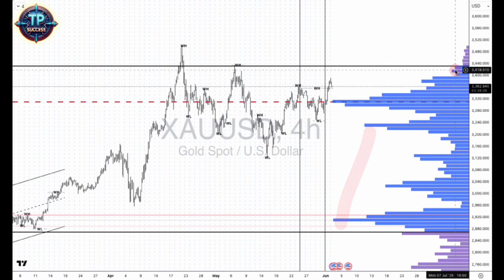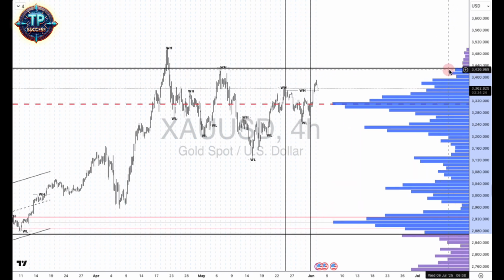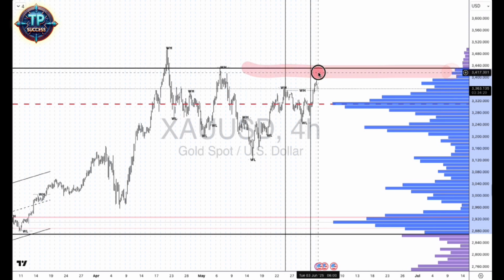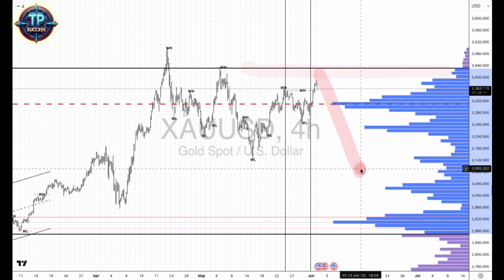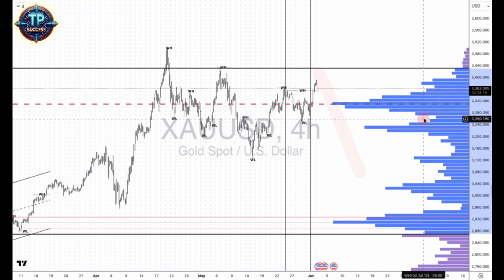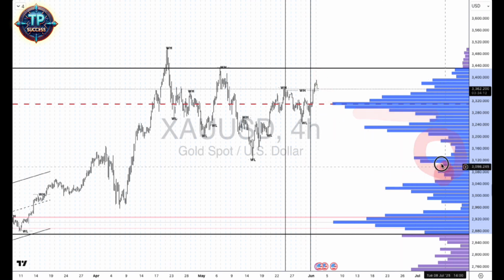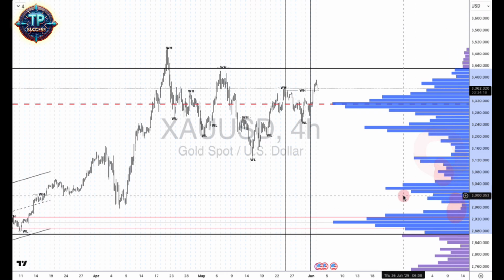And this area is where we have a low value node right here. This is the area that could encourage a drop back down to the downside. That's what I'm saying, we need to be careful of these areas. These low value nodes right here, this one and this one, as well as the one underneath, as well as the other one underneath.